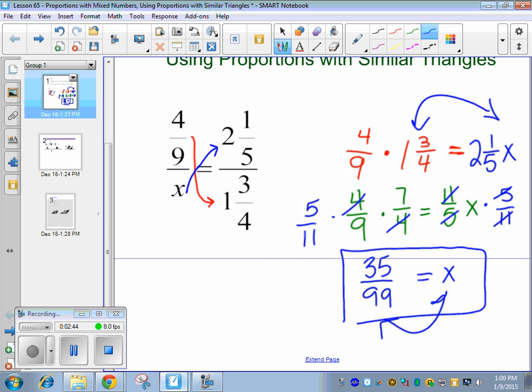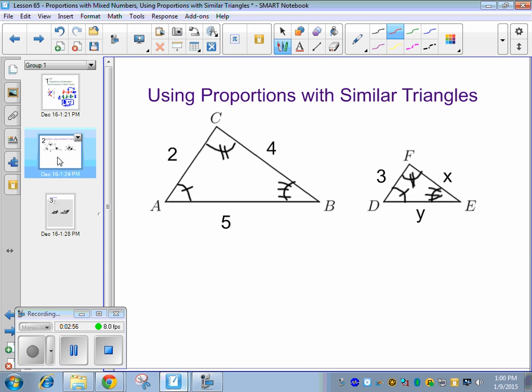Yeah, Taya. Can you just skip a step and, before you write down the problem, change them? Yep. If you want to write these down already as mixed numbers, you can do that. Okay. And now we have using proportions with similar triangles. This is new for you guys. So draw those lovely pictures of those triangles. So go ahead and write this down.